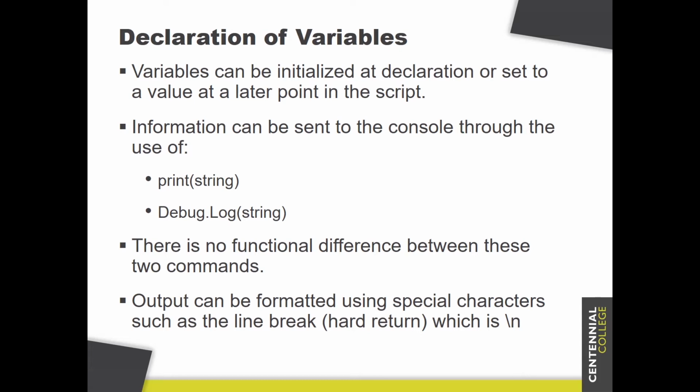We could then manipulate mynum, so mynum equals 10, and then say print mynum, and it would say 10 at that point. So it's all going to be printed to the console. There is no functional difference between print and Debug.Log. I forget, one uses the other.